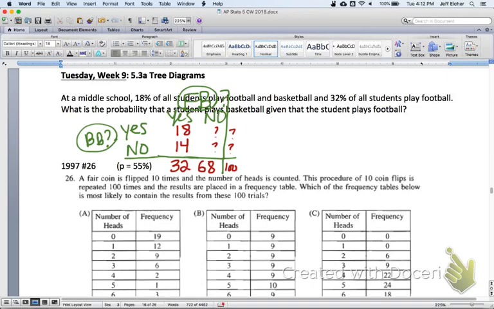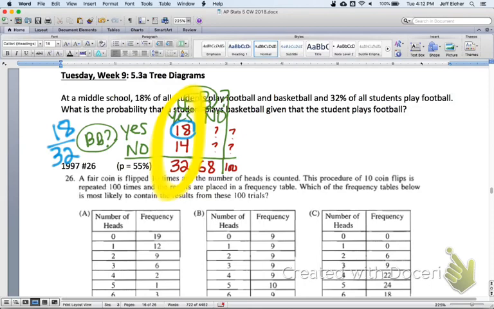The question is, what's the probability a student plays basketball given that they play football? So given that they play football, we're only looking at this column right here. Given yes football, I really like this highlighter. Given that they play football, well, there are 32 that play football. What's the probability they play basketball? So we're looking at 18 out of 32. So our probability is simply 18 out of 32.